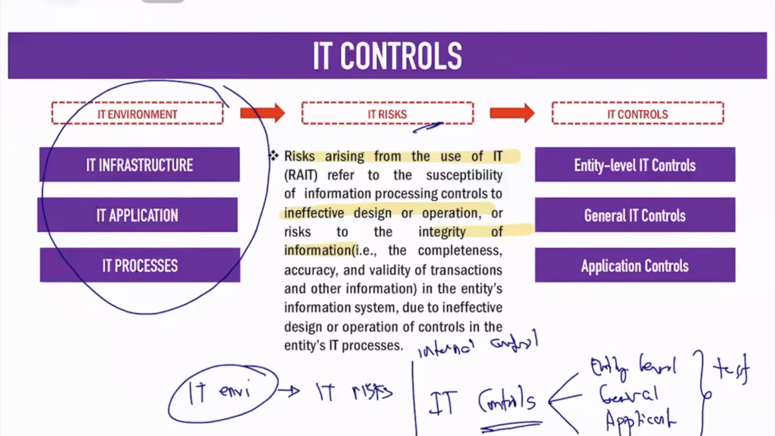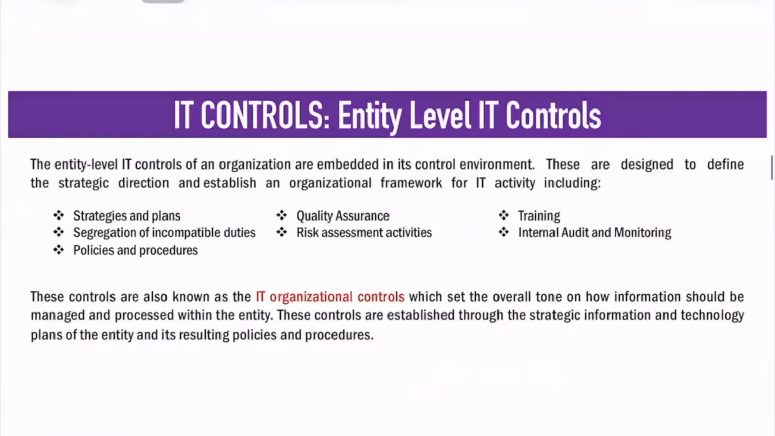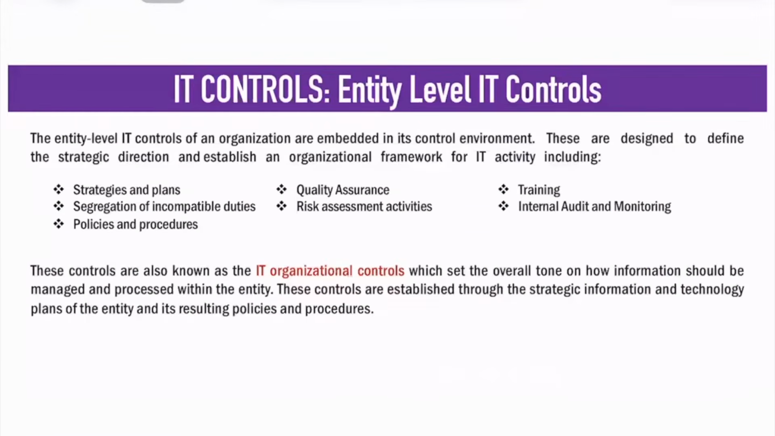First, as to your entity level IT controls. So entity level IT controls. The entity level IT controls of an organization are embedded in its control environment. These are designed to define the strategic direction and establish an organizational framework for IT activity, including strategies and plans, segregation of incompatible duties, policies and procedures, quality assurance, risk assessment activities, training, internal auditing, and monitoring.